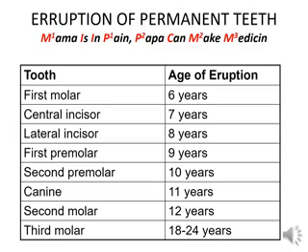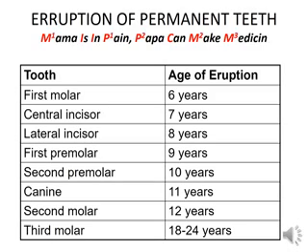7 years, sorry, central incisor. Lateral incisors at the age of 8 years. First premolar at 9 years, second premolar at 10 years, canine and second molar at 11 and 12 years respectively, and third molar appears between 18 to 24 years of age.